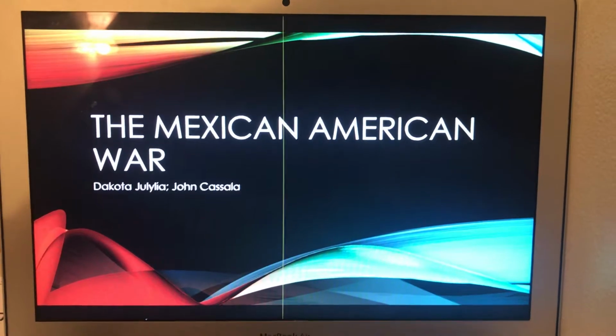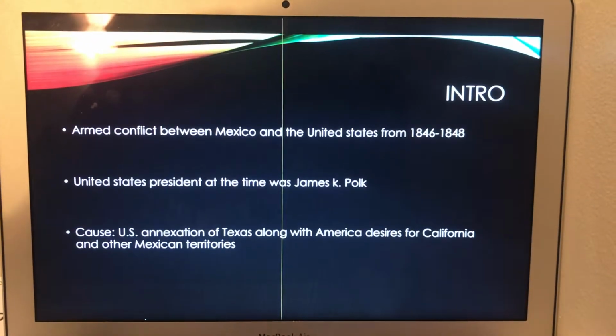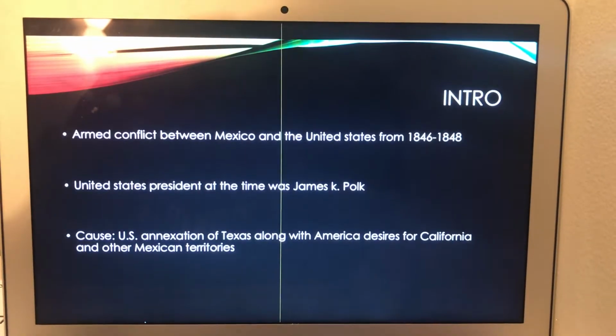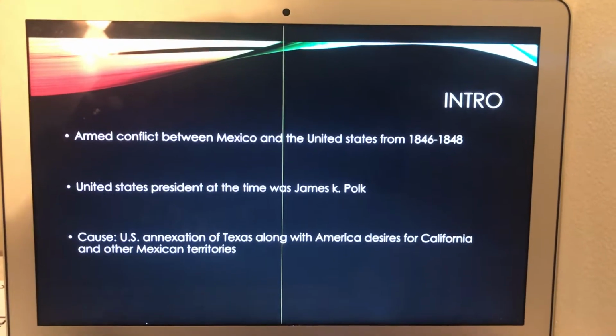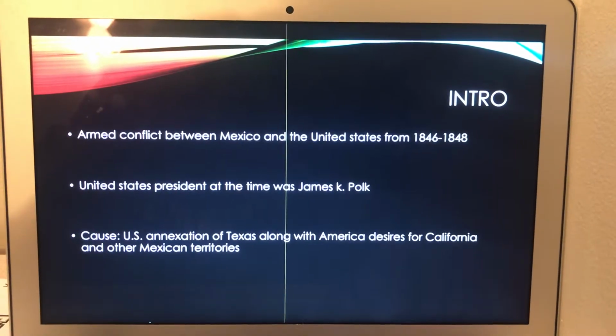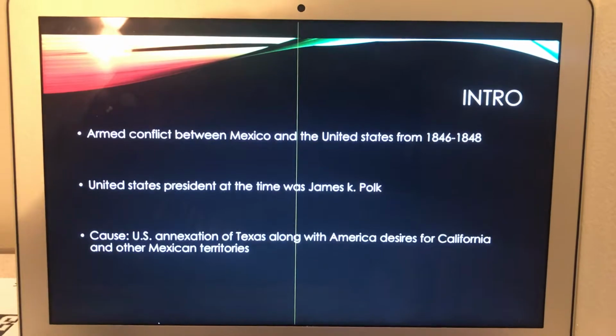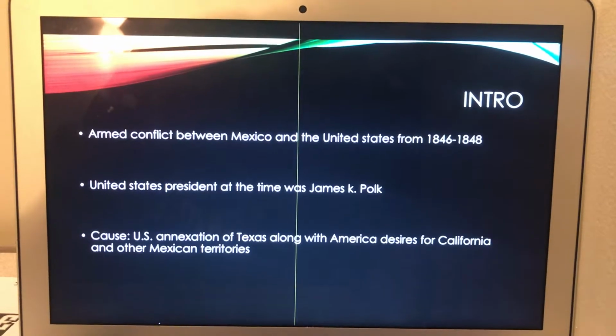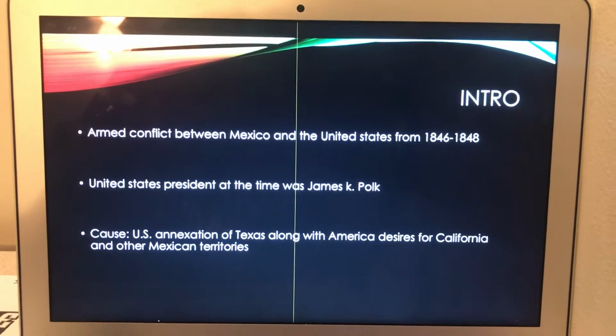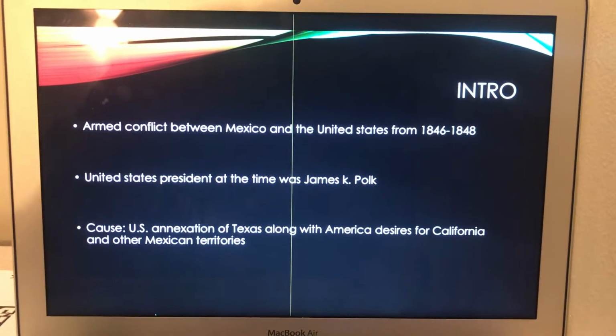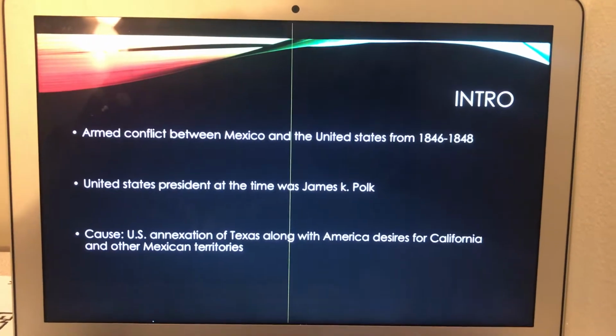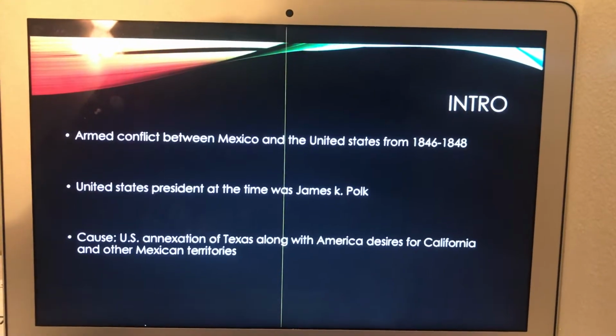Let's begin. The armed conflict between Mexico and the United States began in 1846 and ended in 1848. The United States president during this time period was James K. Polk, and the cause of this war was the U.S.'s annexation of Texas, along with America's desires for California and other Mexican territories, including New Mexico.